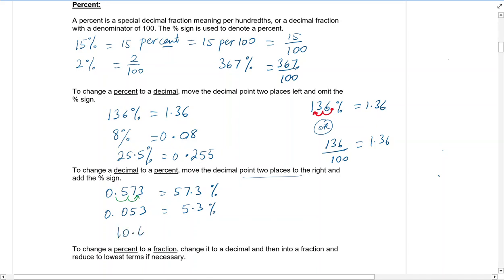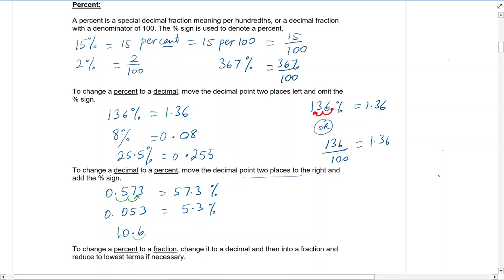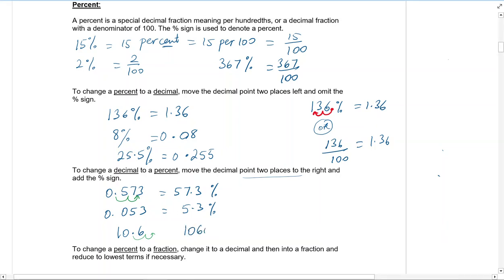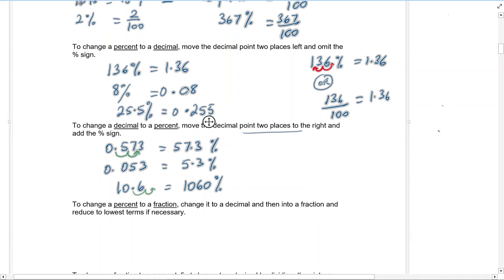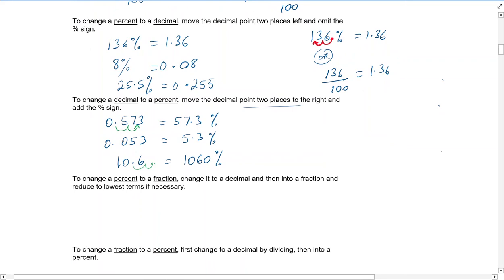If you have 10.6 in decimal form, that really means again move your decimal 2 places to the right. Remember, here there is only one place and you need one more, so you're going to add 0 as a placeholder, and it will become 1060%. So we are basically multiplying by 100 and adding the percentage sign.